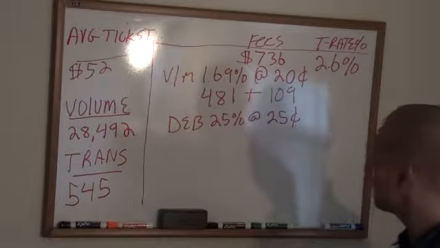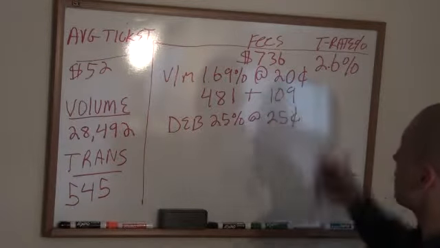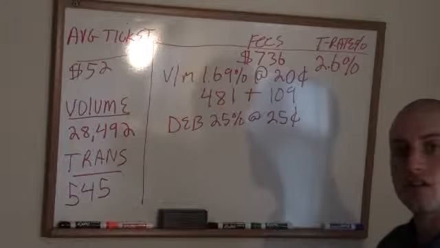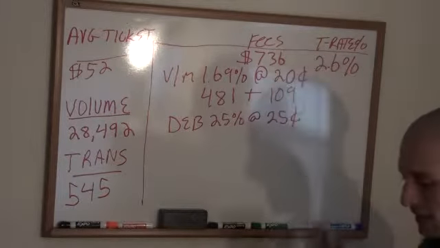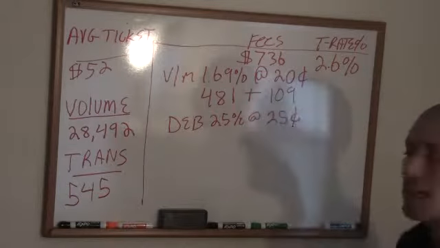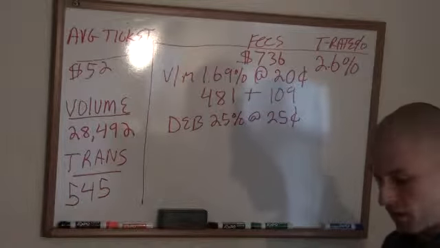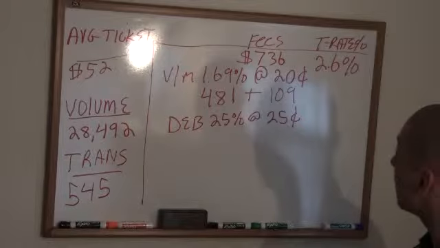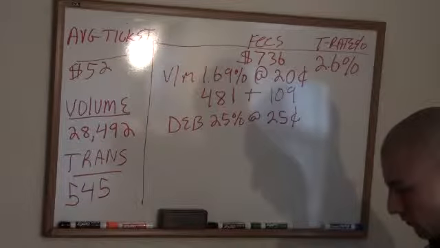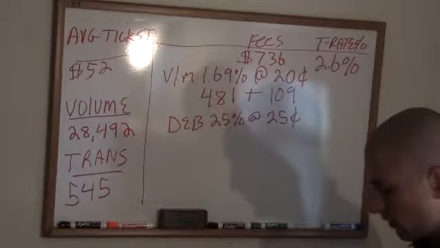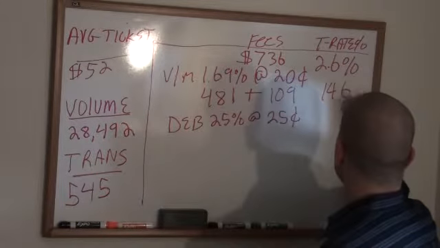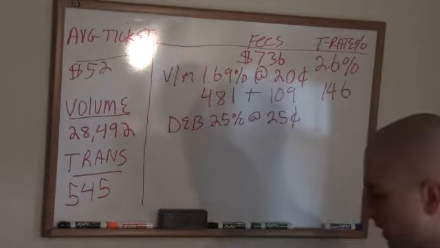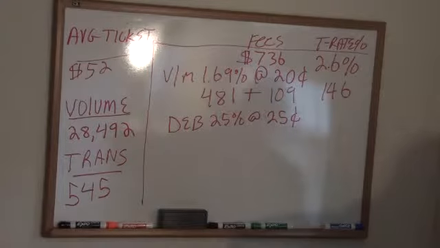Now what do we do, folks? Those would have been our fees for the credit cards, right? So now we take that $590 and we subtract it from $736. That gives you $146. $146 of savings right there.